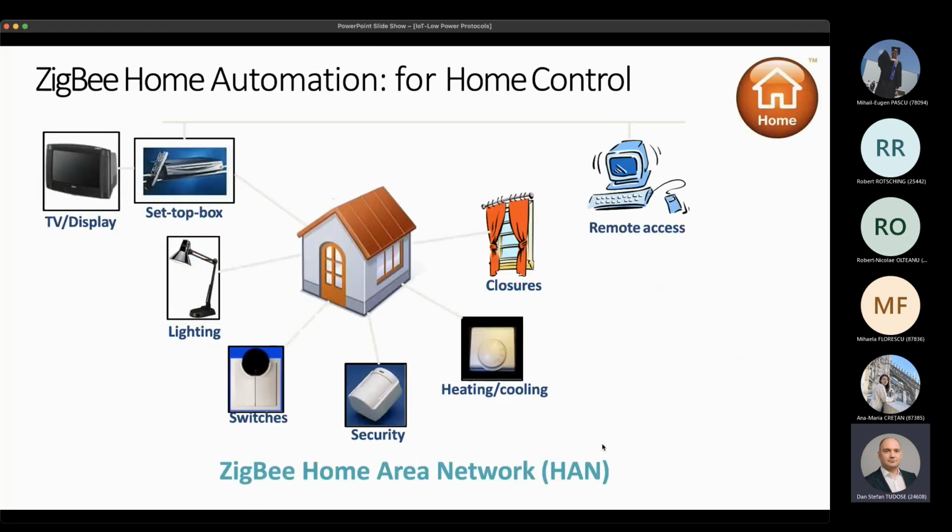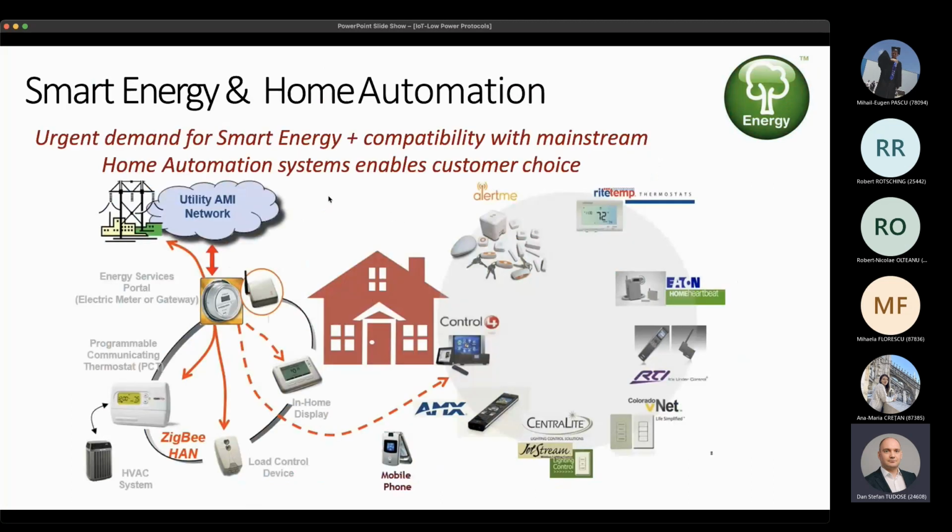Now, for home automation, for example, you can actually achieve some sort of home control. So you establish a ZigBee home area network where you connect different appliances, heating, security, lighting, window blinds, and so on to the central ZigBee node. You can also integrate smart energy and home automation. So you can add to your home automation network also the utilities, smart meters and so on, so that you can actually get data to your gas company or your energy supplier company and so on.